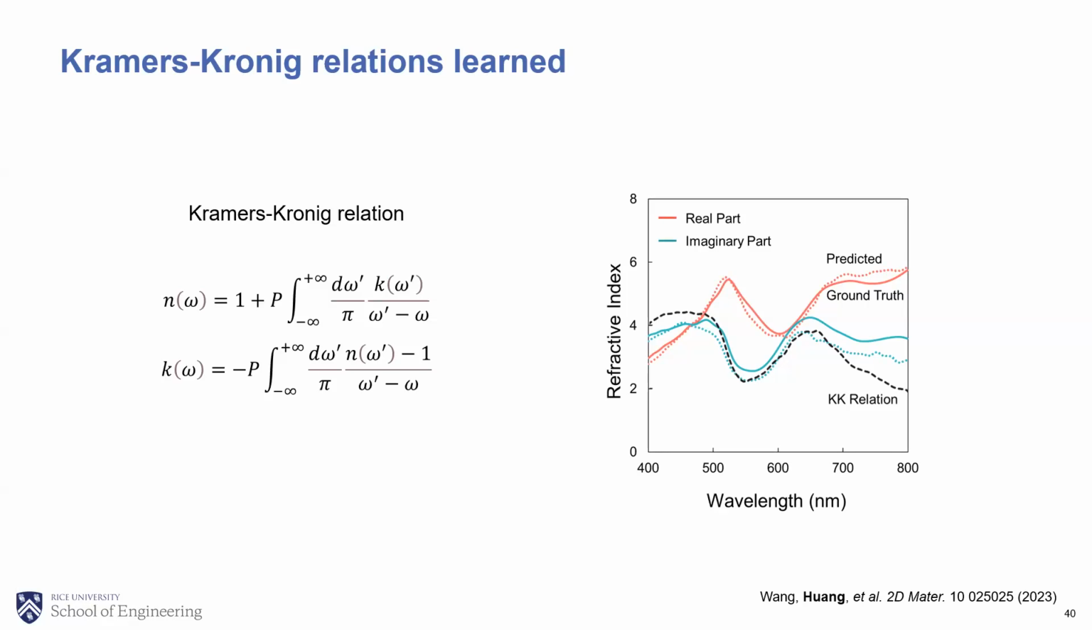In addition, if you look at the ReflectorNet predicted K, you can see it matches better with the ground truth. And this is actually another advantage of using ReflectorNet rather than the KK relation for obtaining the N and K. So next slide.